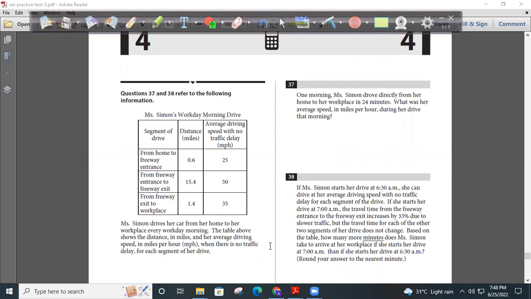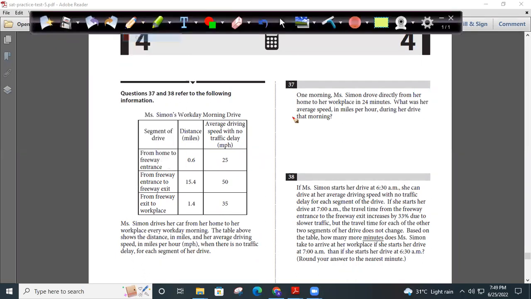One morning, Miss Simon drove directly from her home to her workplace in 24 minutes. What was her average speed in miles per hour during her drive that morning? If you make this mistake, here I cannot spare you. See here how simple this is.